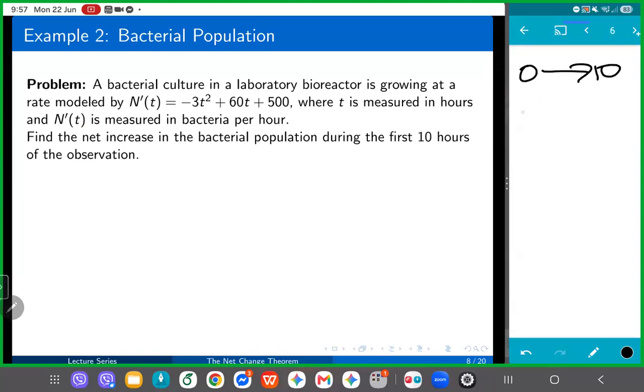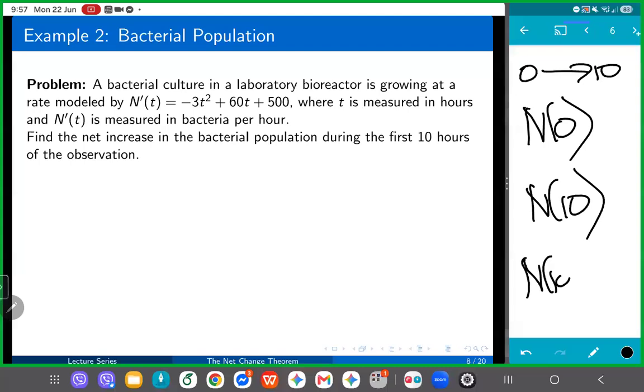So at the beginning, you have some population given by n sub 0. And then after 10 hours, the population will be given by n of 10. So what's the net change? It's just n of 10 minus n of 0, right? But we can't calculate this directly because we don't have a formula for population. But we have the derivative, the rate of change. We can use it to calculate the same.